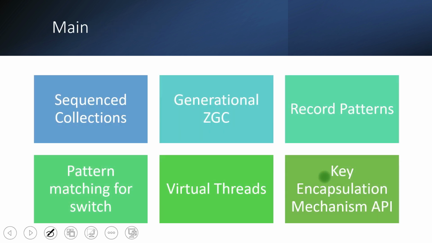So in summary, under main features, we are going to get the sequenced collection, generational ZGC, which is related to garbage collection, record patterns, pattern matching for switch, virtual threads, and the key encapsulation mechanism API. These are the main features that we are going to get. So let's go ahead a bit in detail and see what these are.